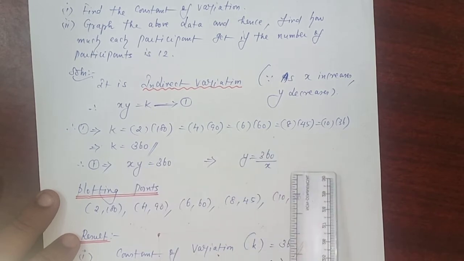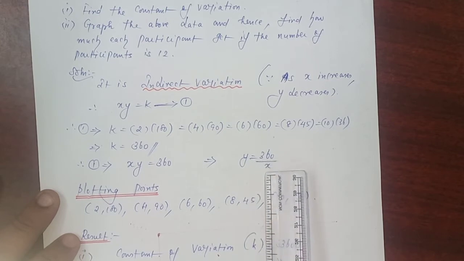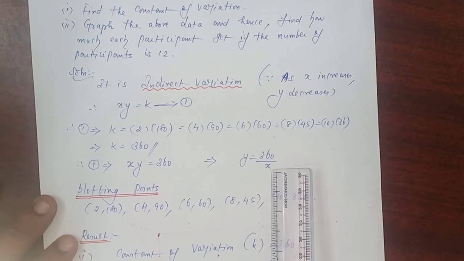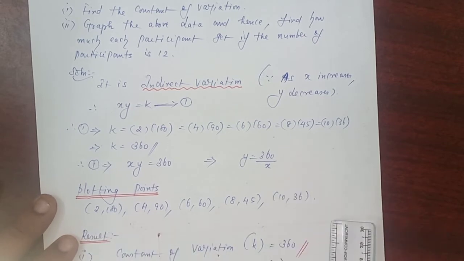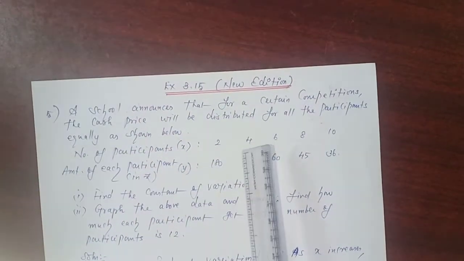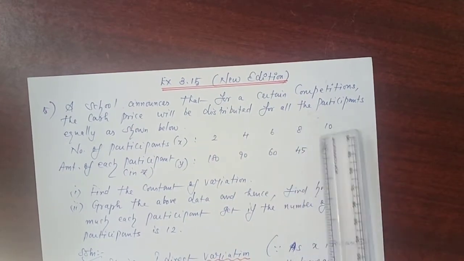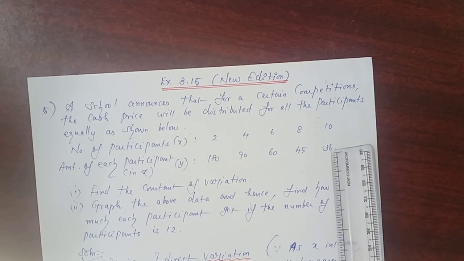Since it is an indirect variation, definitely you will get a curve. On the top of the curve, we have to write the equation y equals 360 divided by x. Now, all 5 points are to be plotted. What are they? 2, 180; 4, 90; 6, 60; 8, 45; and 10, 36.